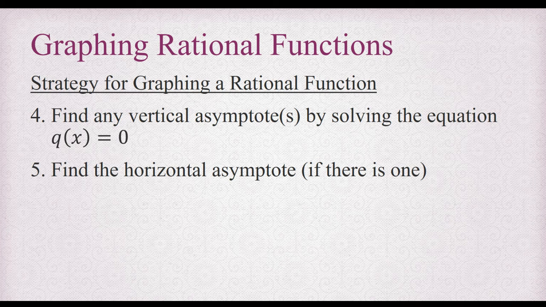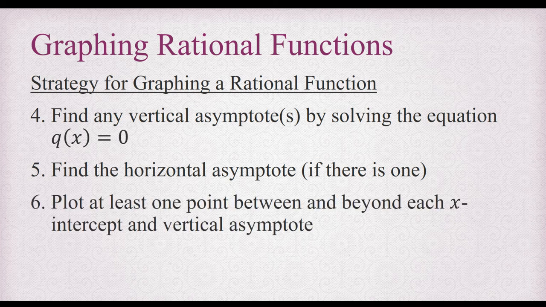We're going to find the horizontal asymptote, if there is one. And then we're going to plot at least one point between and beyond each of the x-intercepts and the vertical asymptote. We have to have more than just the few points that we have in the prior steps. So that's why at least one point between x-intercepts and on either side of vertical asymptotes. Obviously, once all of those steps are done, that will help us graph the function.